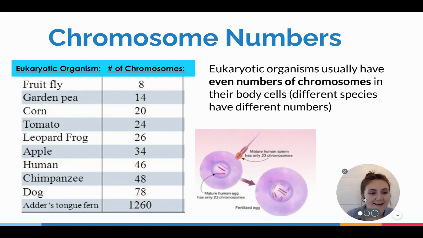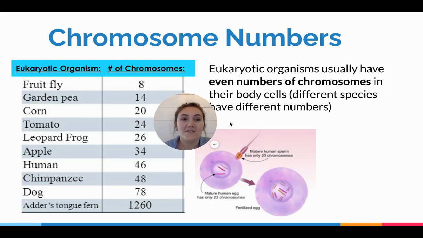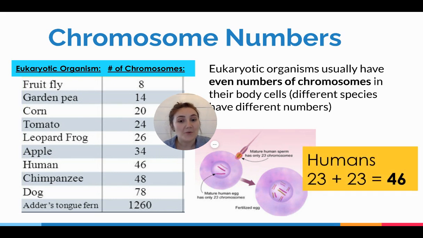So let's take a look at the human chromosomes. So again, we have 46. Where did those 46 come from? Well, you may know that half came from mom and half came from dad. So 23 of your chromosomes came from mom and 23 of the other chromosomes came from dad. When you add those up together, that's where the 46 comes from.